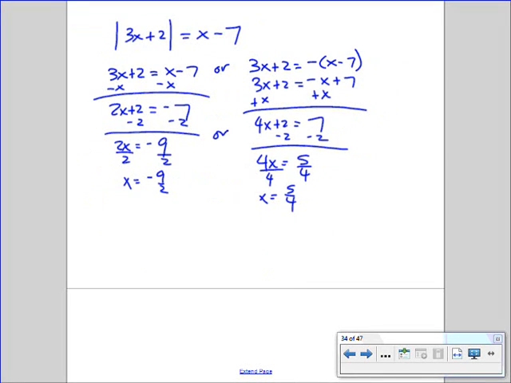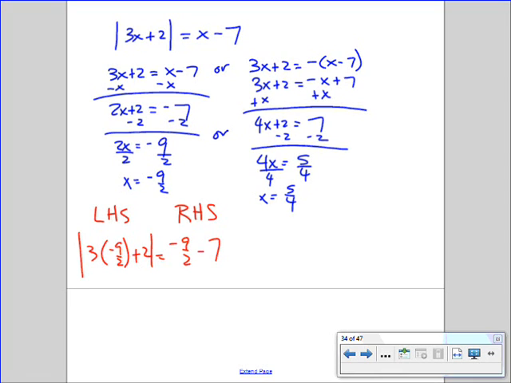Now, let's take a look at the right-hand side and the left-hand side of this equation with these numbers. So here's the left-hand side, right-hand side. On the left-hand side, if we're using negative 9 halves, you have absolute value, 3 times negative 9 halves plus 2, equals negative 9 halves minus 7.